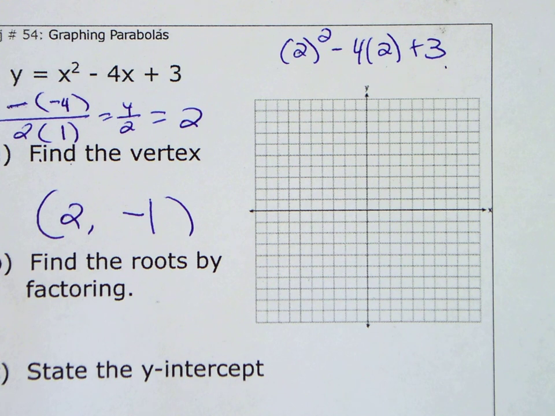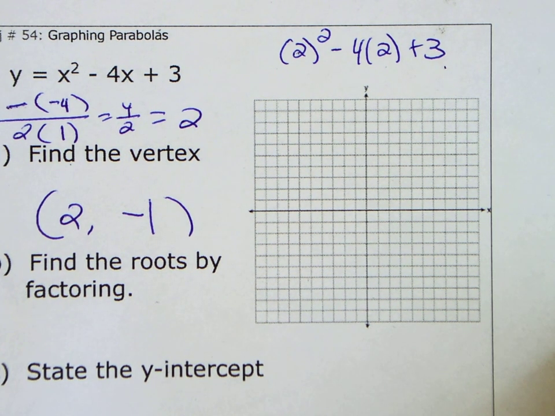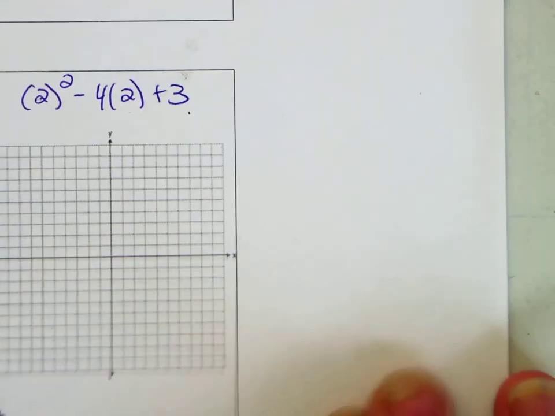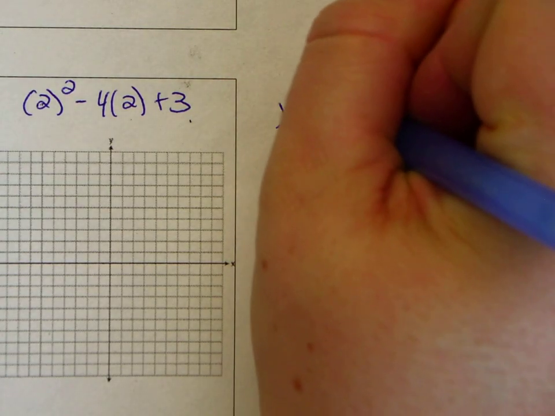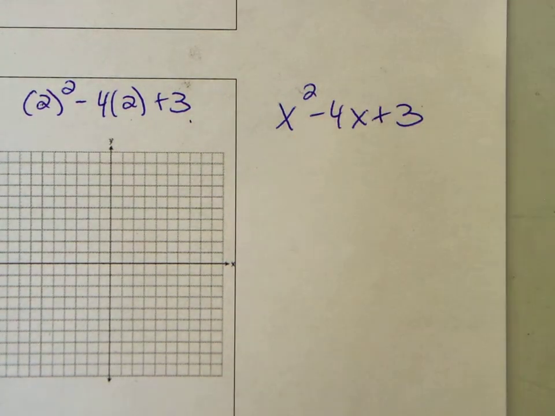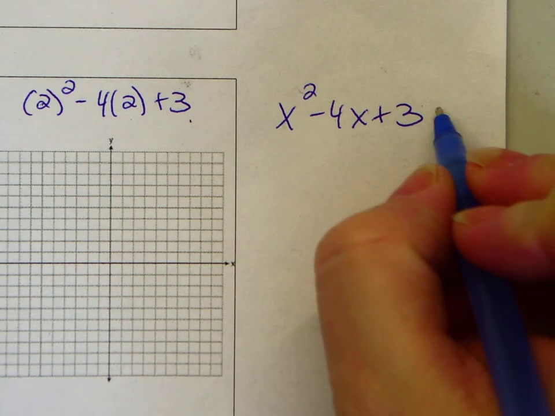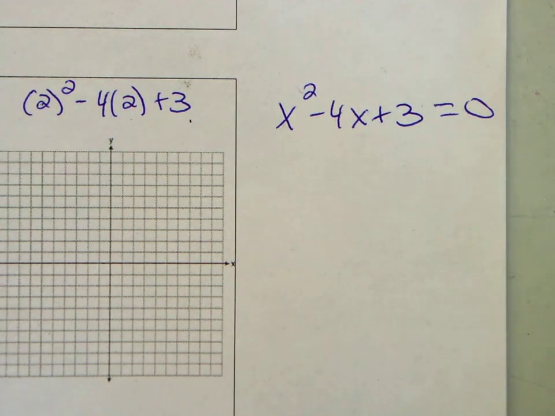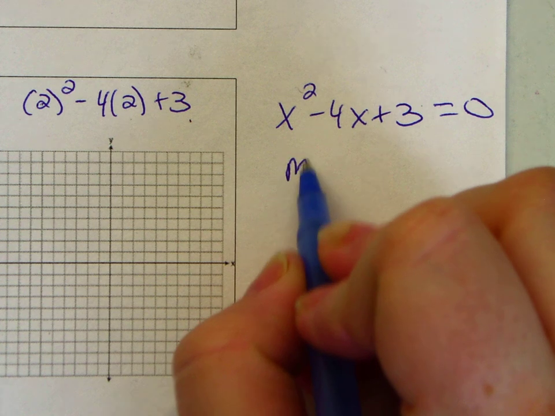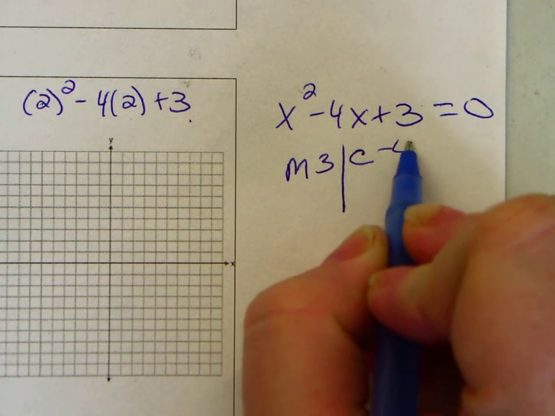Now we have to find the roots by factoring. So we're going to factor x squared minus 4x plus 3. We're going to factor and solve that. So how do you factor this? We're multiplying to 3, combining to negative 4.